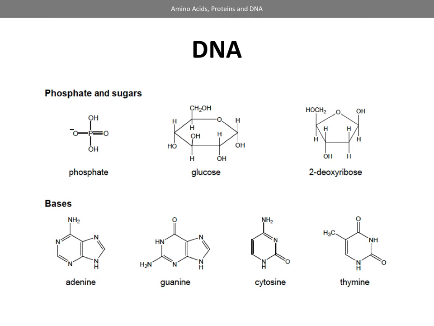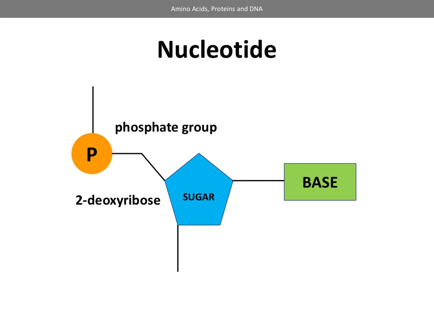So DNA is made up of phosphate groups, deoxyribose groups, and the 4 bases that are here. And it's a polymer, and the individual units of this polymer are called nucleotides. Now, nucleotides are made up of a phosphate group, the deoxyribose, the sugar, and a base.